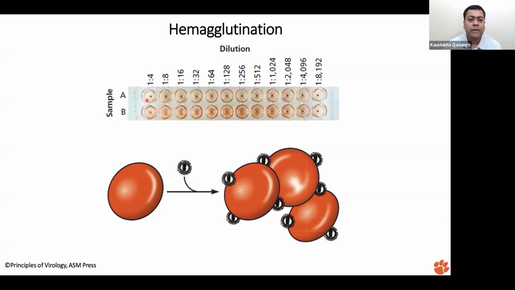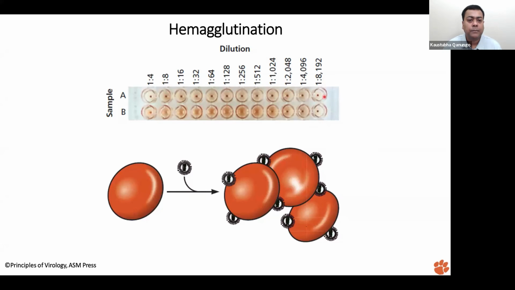So what we are seeing right here are the virus dilutions. You can see the different dilutions, 1:4, 1:8, all the way to this. And the A wells did not receive any virus particle, this is a control. And what you are seeing is what we call a button, or a red dot at the bottom of the well. So what happens when you don't have any virus added to the red blood cells, all these red blood cells will sink at the bottom of the well, and they will form this characteristic red dot, which we call a button.